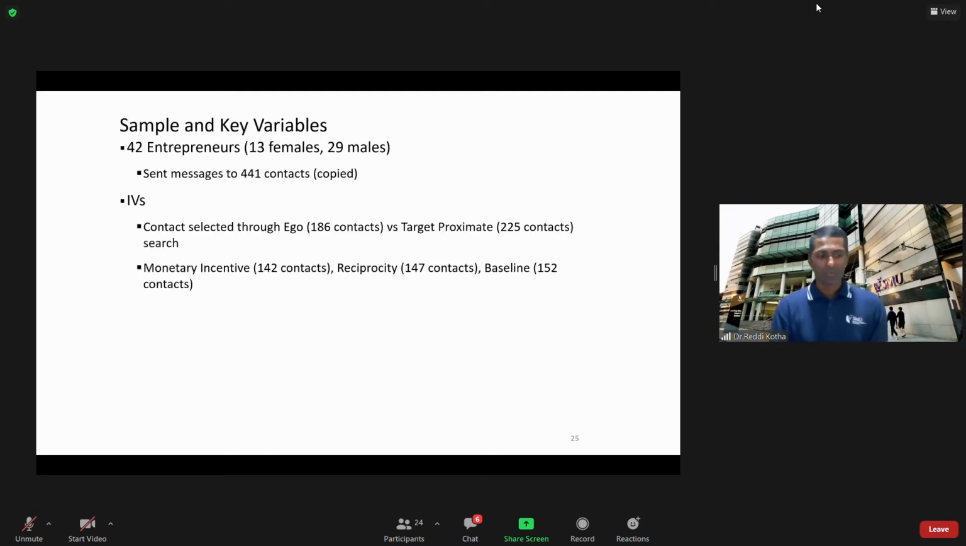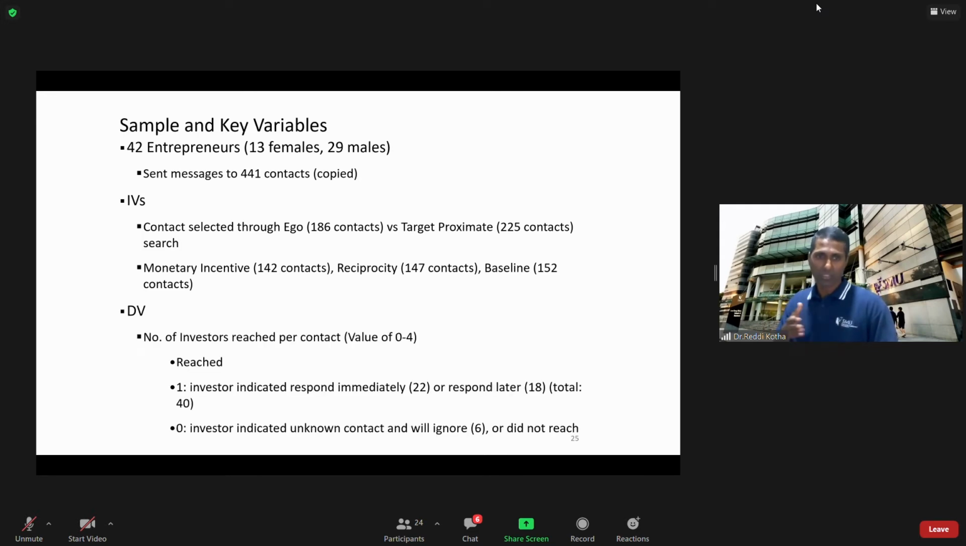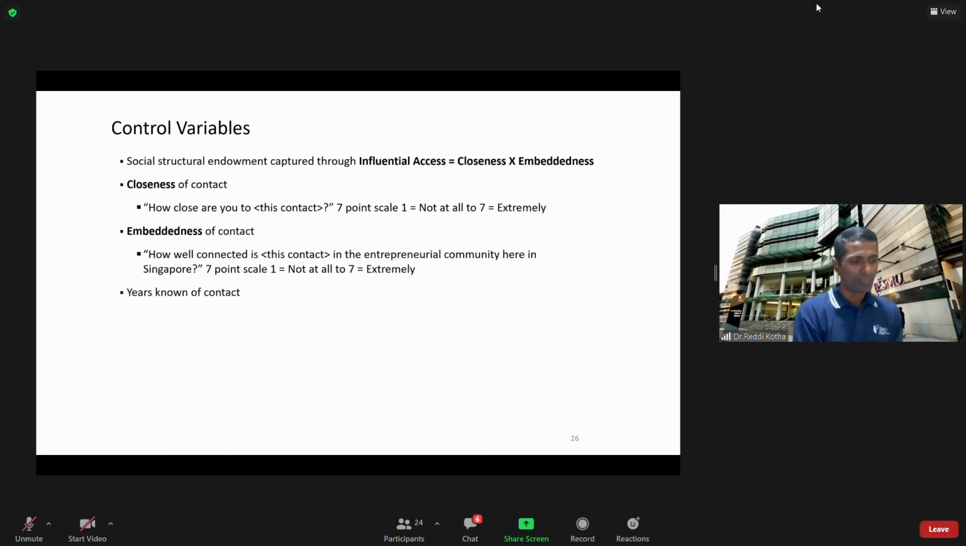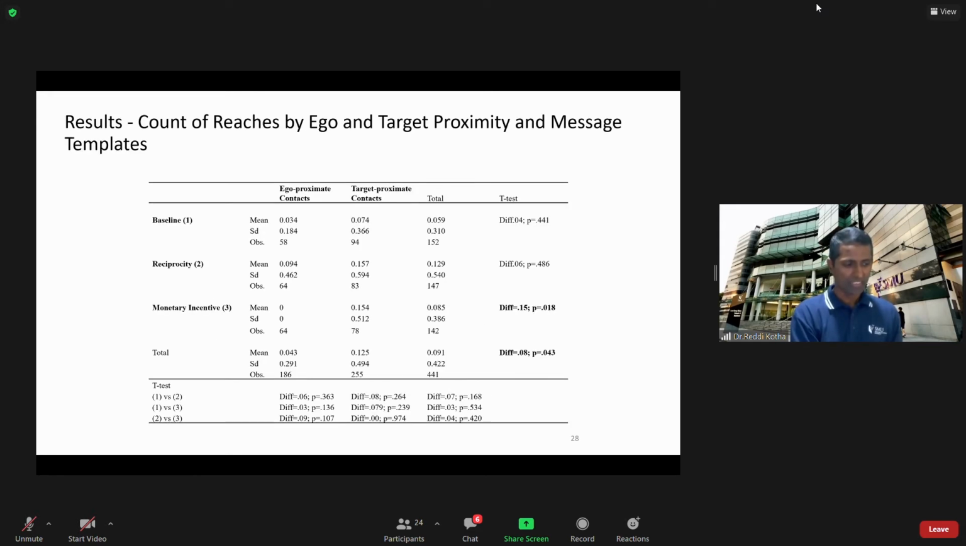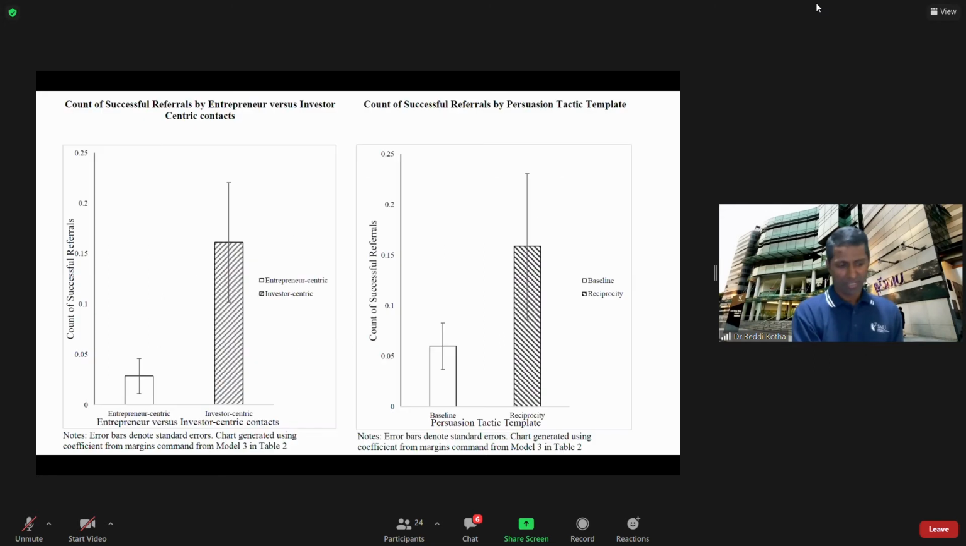So there were 42 entrepreneurs, 13 female and 29 male. They sent out to 441 contacts and they copied us. Ego proximate contacts are 186, target contacts are 225. The assignment of monetary, reciprocity, and baseline was roughly a third each. In total, about 40 of these contacts in turn actually reached the investors and were treated as an actual reach. We measured other social capital variables. I'll skip over these slides and go directly to the graph.